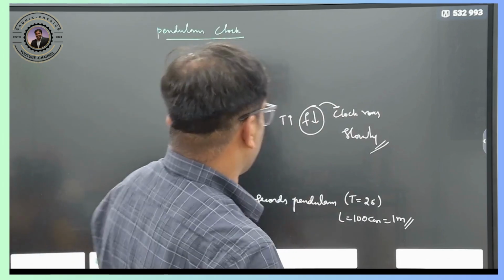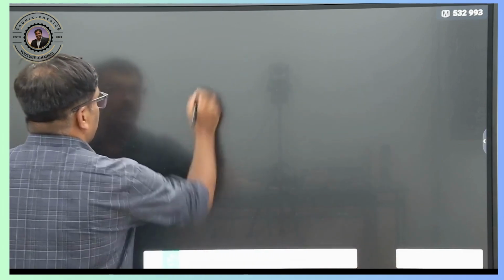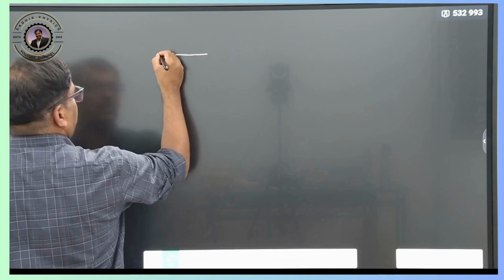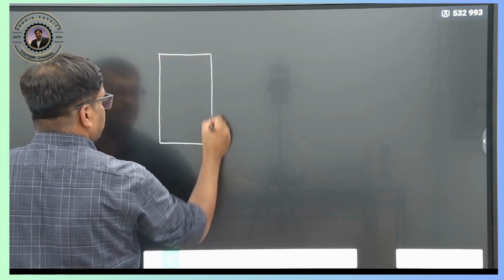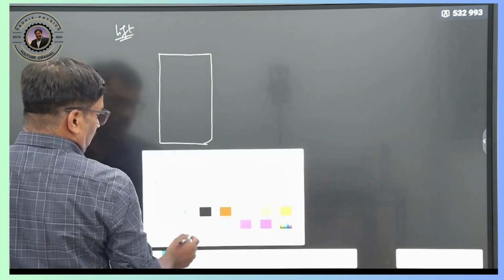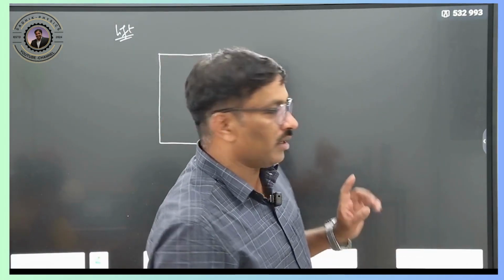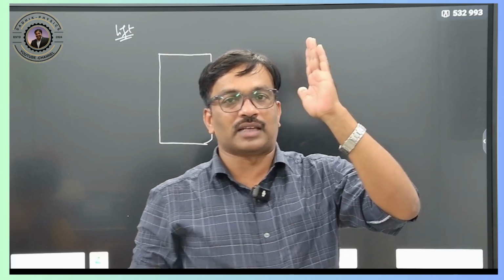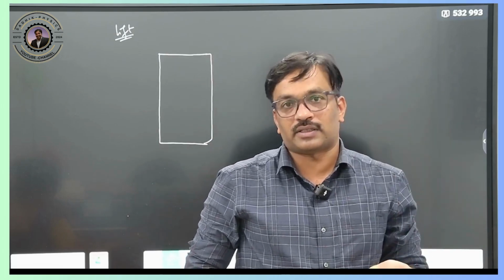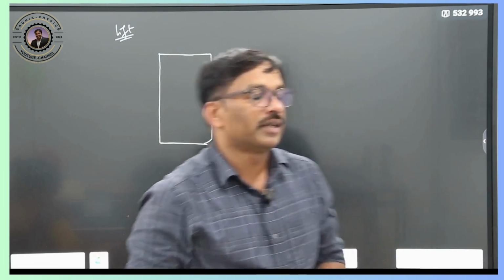Clear? So now we'll see the applications, keep this in mind. We'll attach a pendulum clock in a lift. I already taught the lift problems in one video, so please go through that video related to the lift problem. I'll tell you very quickly. If the lift is going upward with an acceleration, weight will increase. If the lift is going downward with an acceleration, weight will decrease.